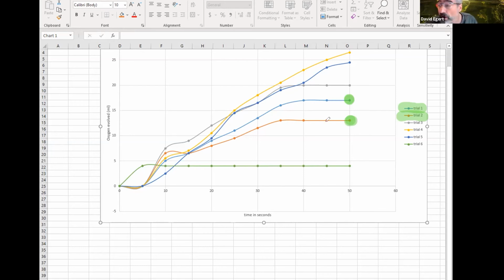Of my 2 options, one possibility is that in trial 2 there was a leak, so we didn't capture all the oxygen. Somebody didn't seal the cork. You have to make it wet and really squish it in. If you don't, pressure builds up and gas leaks out. So we just didn't capture all of it. That's a good possibility, and that's why trial 2 looks so anemic compared to trial 1.